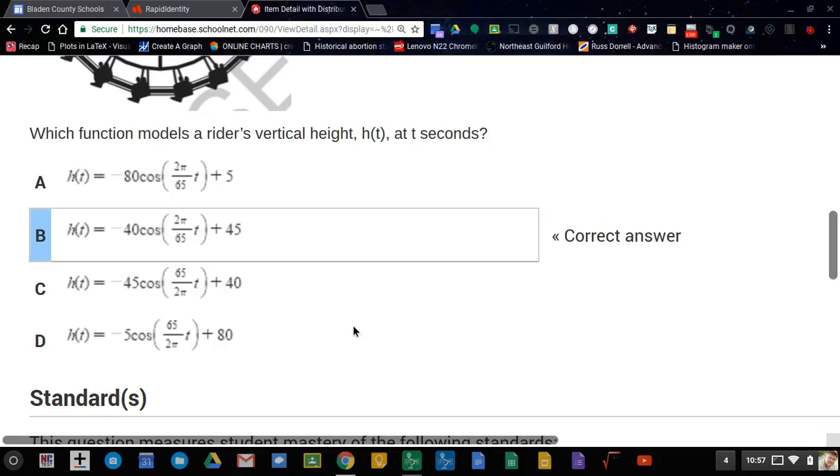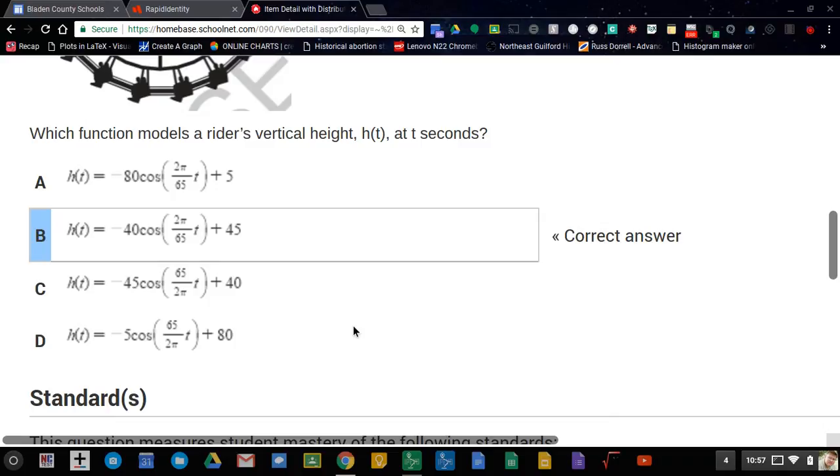But anyways, like I said, just amplitude would have answered that question, but what happens if they have two or more functions that have a negative 40 sitting out front? Then I have to look at other things to make a distinction. Okay.